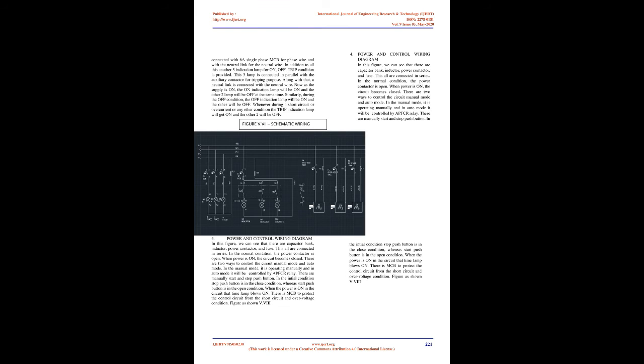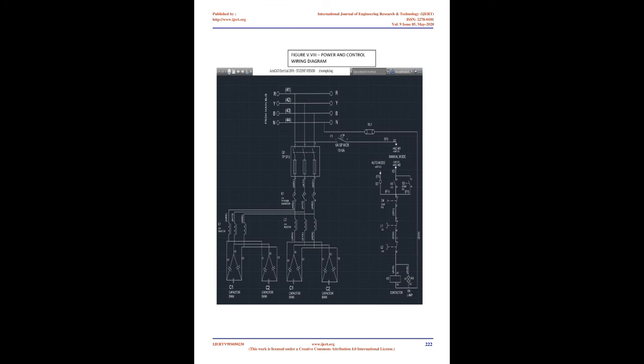A detuned reactor is used when a high amount of harmonic current passes through the capacitor; it will directly connect it to the mains. It is connected with a 6A single-phase MCB for the phase wire and with the neutral link for the neutral wire. In addition to all this, another 3 indication lamps for on, off, trip condition are provided. These 3 lamps are connected in parallel with the auxiliary contactor for tripping purposes. Along with that, a neutral link is connected with the neutral wire.